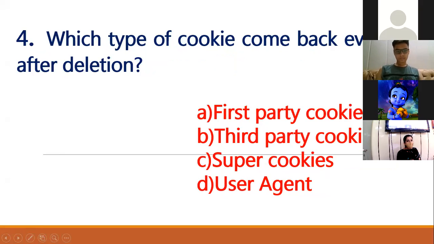Which type of cookies come back even after deletion? Super cookies. Yes. The correct answer is super cookies.